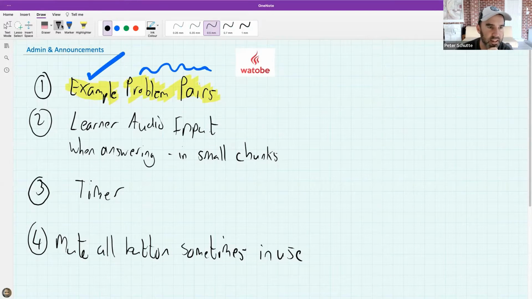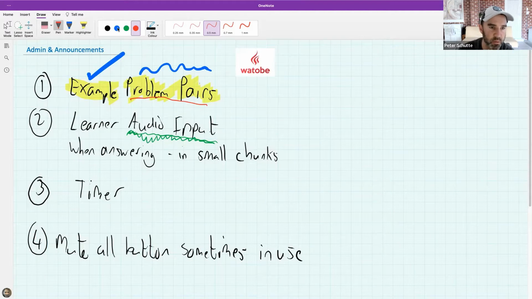Then the other thing is when we answer the problem pairs, I am going to ask some of you to contribute with audio, like saying, okay, you do this step or you do that step. So we're going to try and allow a bit more audio input for learners when we're answering the problem pairs, which are going to be part of the lesson. So that's a little bit of a change.